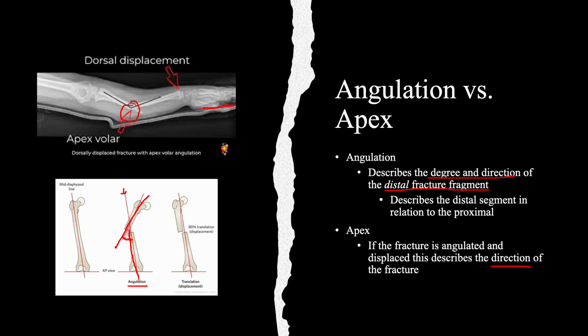And then you can also talk about displacement in terms of translation. So how much of the bone has actually moved, let's say, medial or lateral to the other bone. But again, you're describing it in terms of distal to proximal. So this distal fragment is 80% translated from the proximal segment.